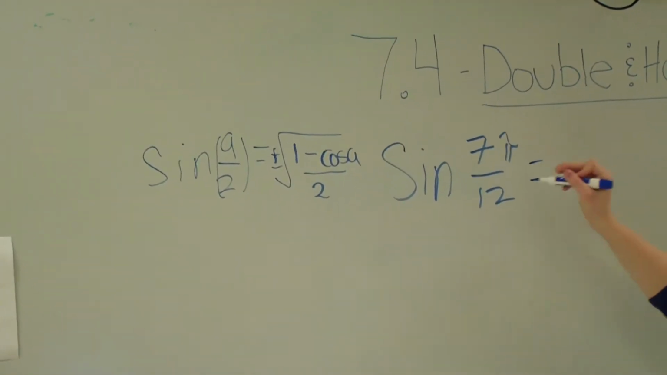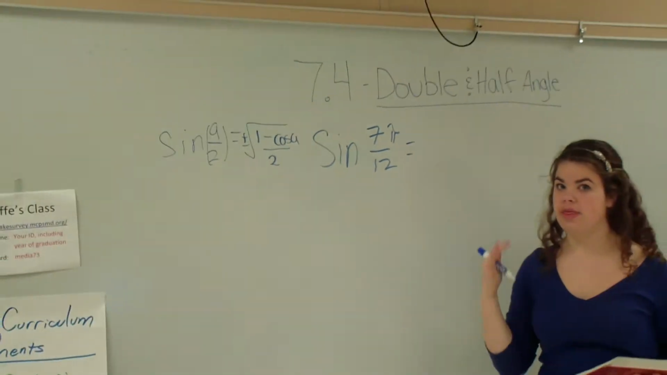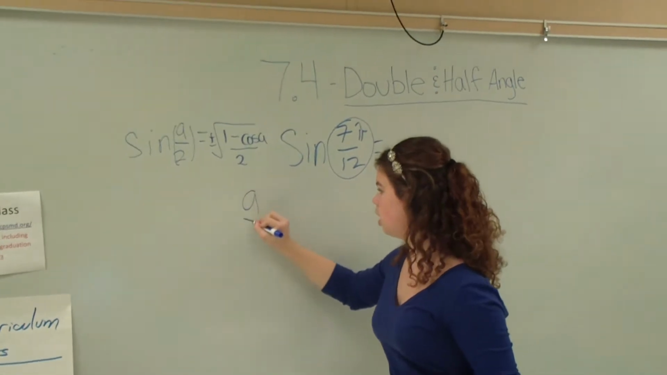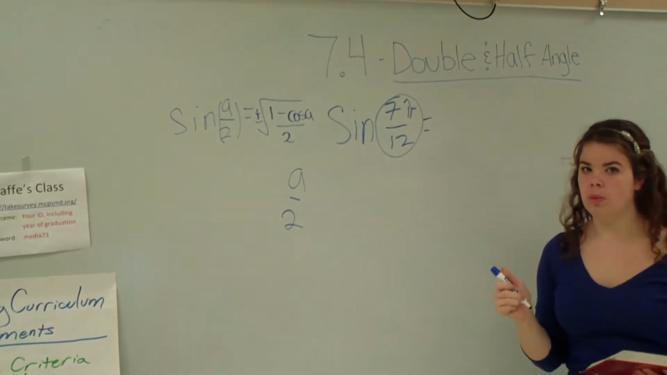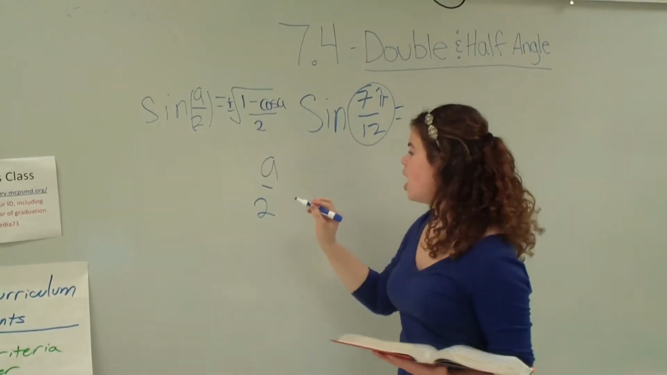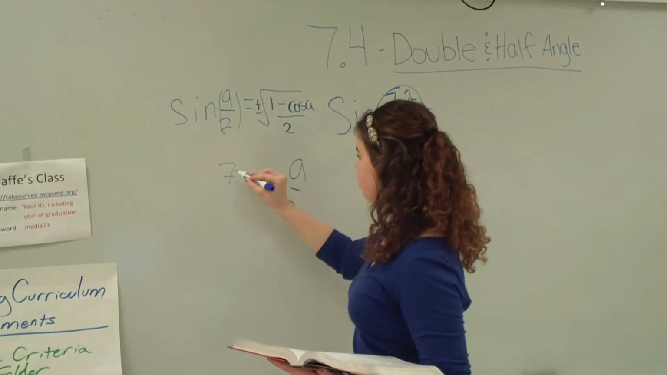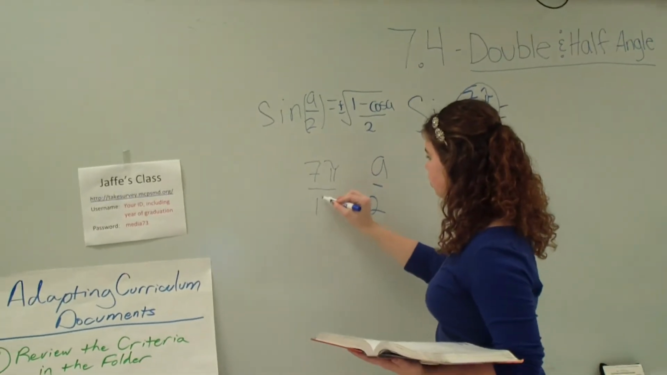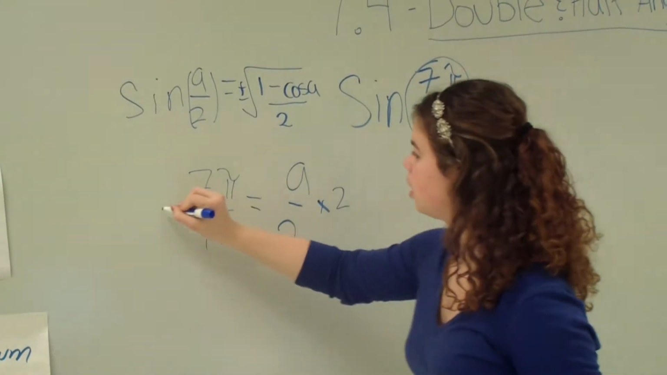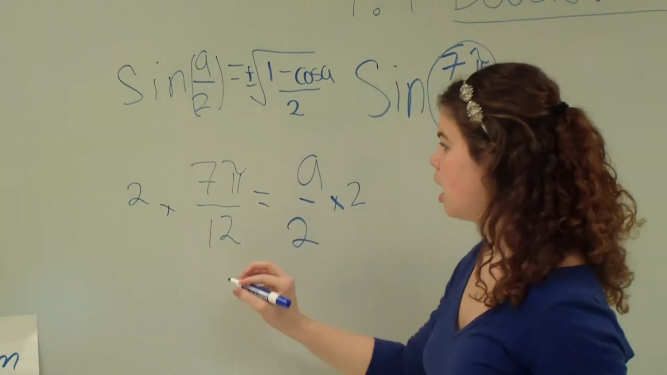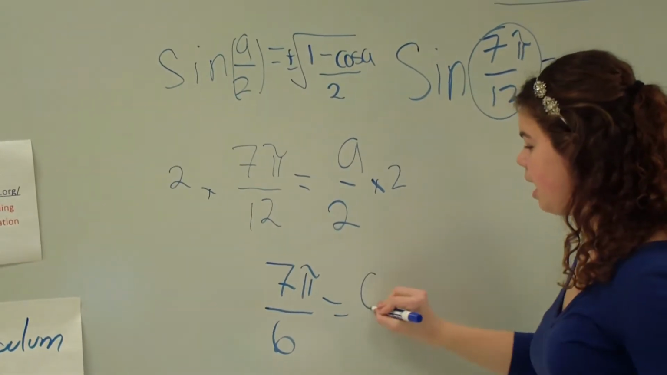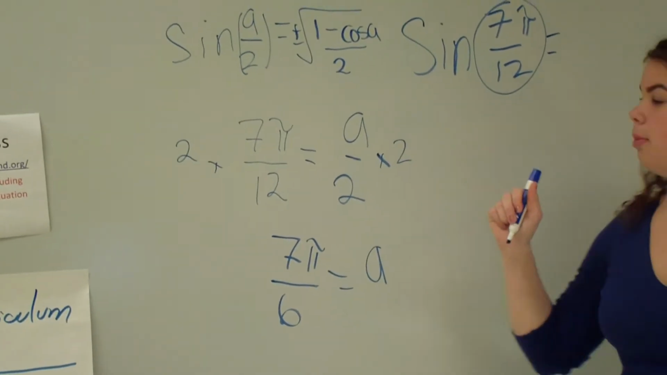So, if you have sine of 7 pi over 12, that means that 7 pi over 12 equals A over 2. So, how do we find what A is? We need to find that to plug it in right here to the cosine A. If 7 pi over 12 equals A over 2, then if we multiply both sides by 2, we should get 7 pi over 6 equals A. And that will help us plug that into the problem.